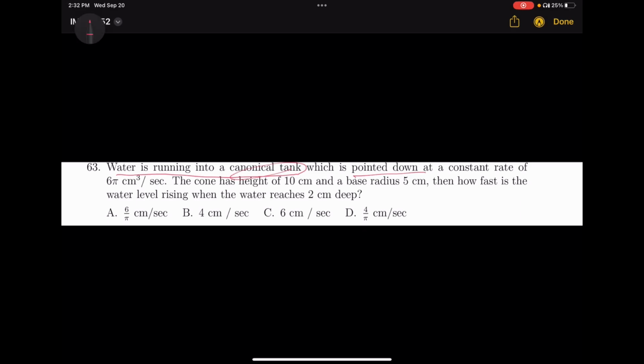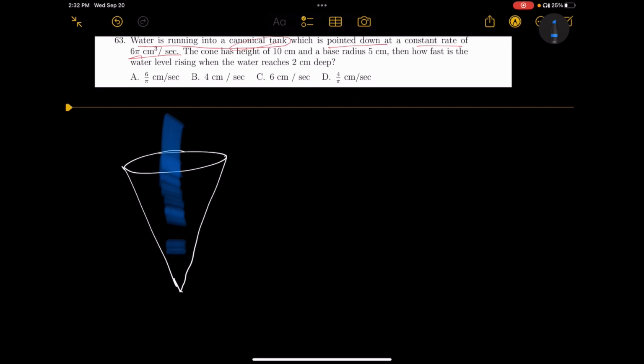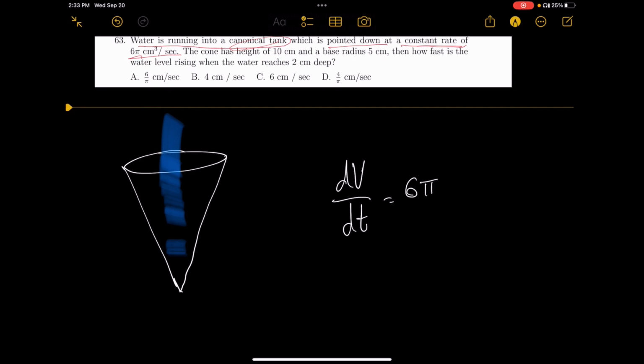Now let's do question number 63. Water is running into a conical tank which is pointed down at a constant rate of 6 pi centimeter cube per second. This is basically the cone, and water is getting into this cone. The rate of change of volume with respect to time, as stated here, is a constant 6 pi centimeter cube per second.